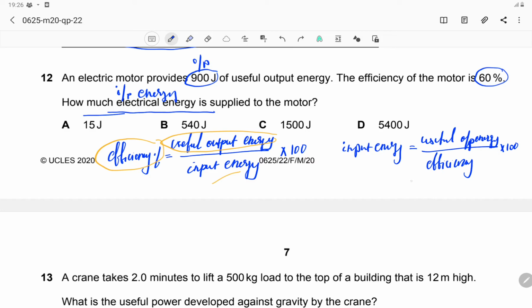Now we can substitute the values. Useful output energy is 900 joule over the efficiency, which is 60, times 100. So you will get the equation for input energy, that is equal to useful output energy over efficiency times 100. So you can substitute where useful output energy is 900 over efficiency is 60 times 100. So you will get 1500 joule. And the correct answer is option C.